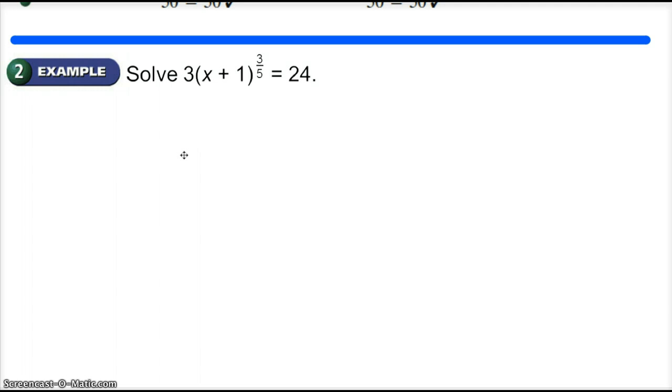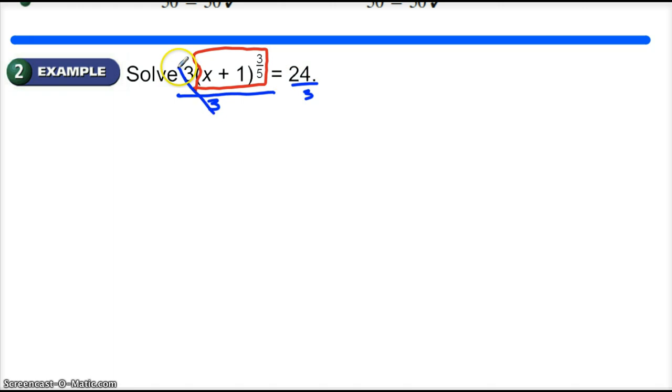Okay, so now we have solved the expression 3 times x plus 1 to the 3/5 equals 24. We need to isolate this x plus 1 to the 3/5 just like we did on the previous slide. So we want to get this guy alone. What's being done to this term? We're multiplying it by 3. What's the opposite of multiplying by 3? Divide by 3. So we divide both sides by 3.